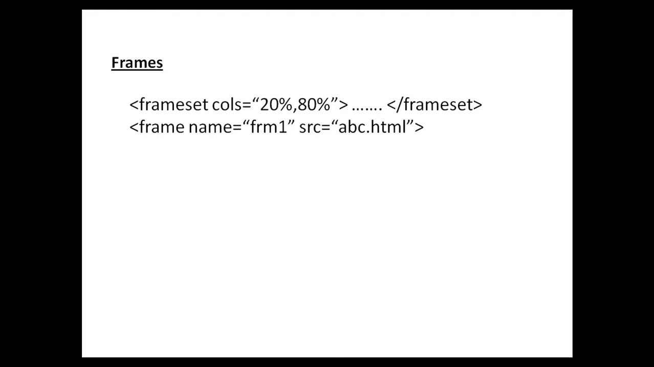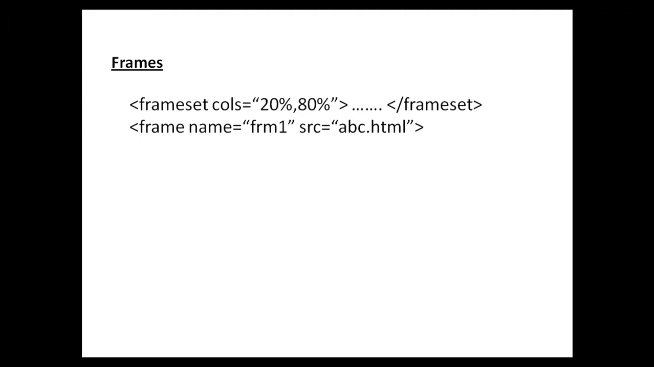In order to work with frames, you need to use a specific tag supported by HTML called frameset. This tag is going to specify the number of partitions you need to make. These partitions you can make either column wise or row wise. If you want to make the partitions row wise, then you have to use an attribute called rows. If you want to go column wise, use the cols attribute.